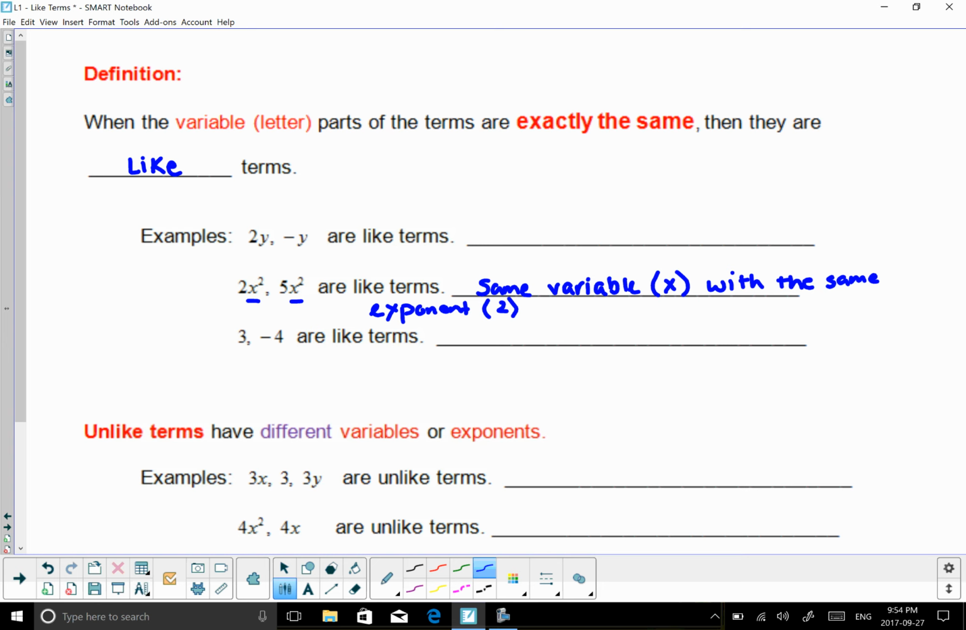Three and -4 are also like terms. They're just both numbers. We could say 2y and -y. The reason why they're alike is they also have the same variable.